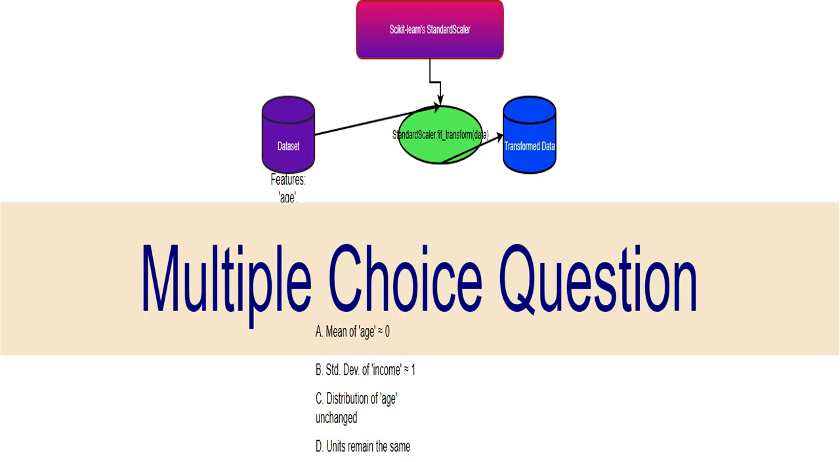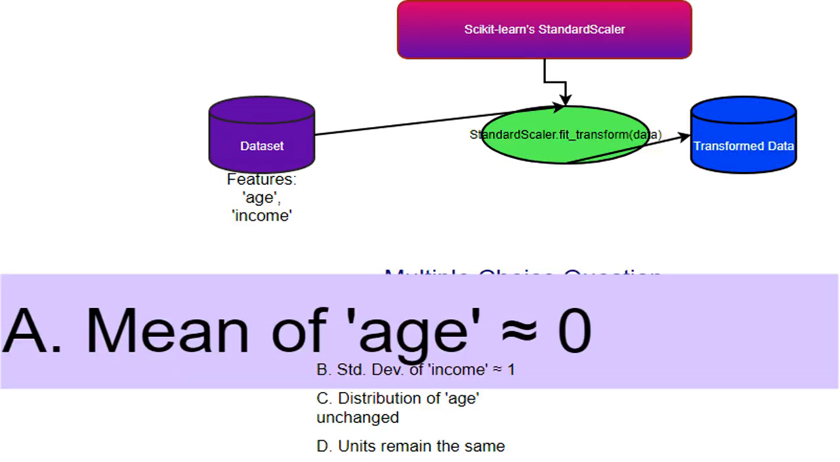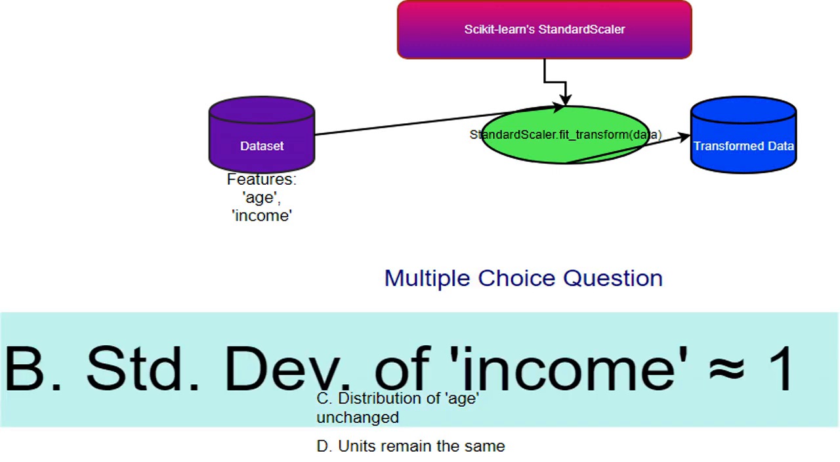This question explores whether the mean age in the transformed data is approximately 0. After standardization, all the values will be adjusted relative to their mean, hence centering around 0. This is a crucial characteristic to note. This tests if the standard deviation of income in the transformed data is approximately 1. Standard scaler aims to make each feature have a standard deviation of 1. So, this is a direct test of whether standard scaler has done its job.